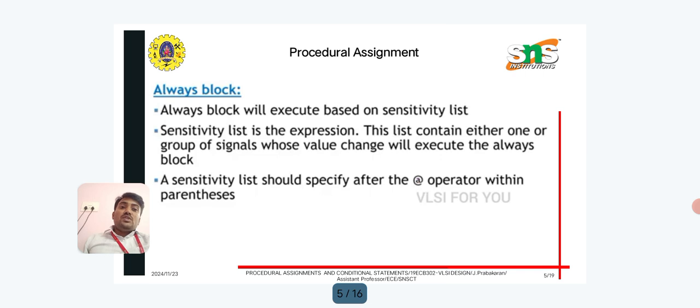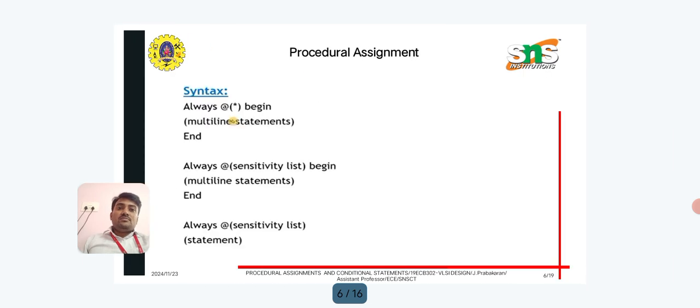The always block will execute based on a sensitivity list. The sensitivity list is an expression. This list contains either one or a group of signals whose value change will execute the always block. A sensitivity list should be specified after the at operator within parentheses. Here you can see the syntax of the always block.